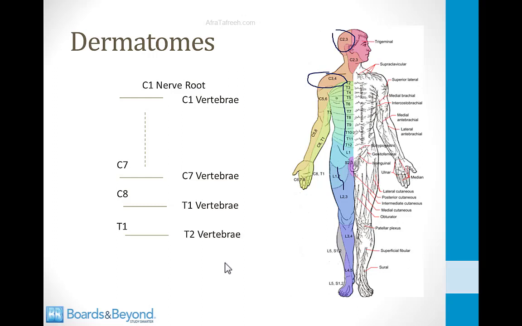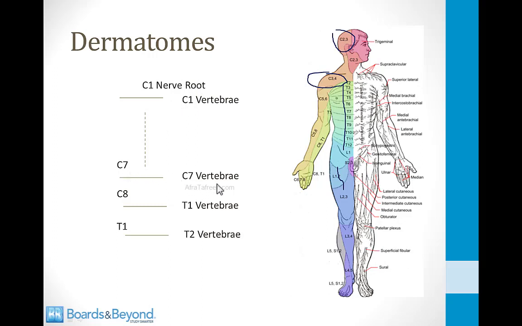Now you should be aware of where the nerve roots come out relative to the corresponding vertebrae, and to help you understand that I've drawn a diagram here on the left side of the screen. So right here is the C1 vertebrae indicated by this line right here, and the C1 nerve root comes out just above the C1 vertebrae. We then have all the cervical nerve roots coming out above the corresponding vertebrae until we get down to C7.